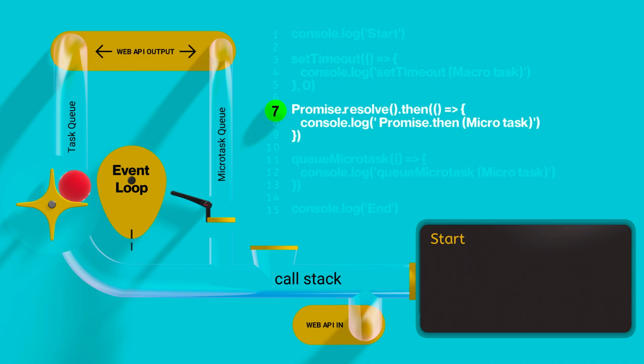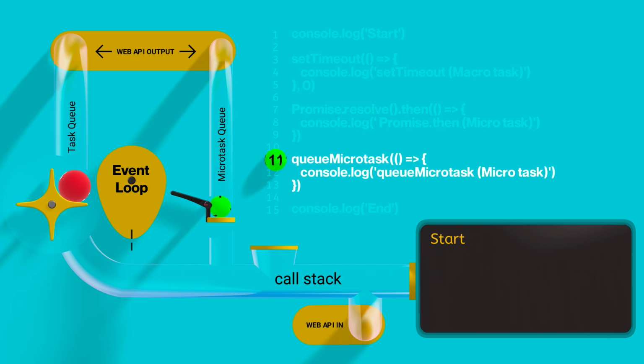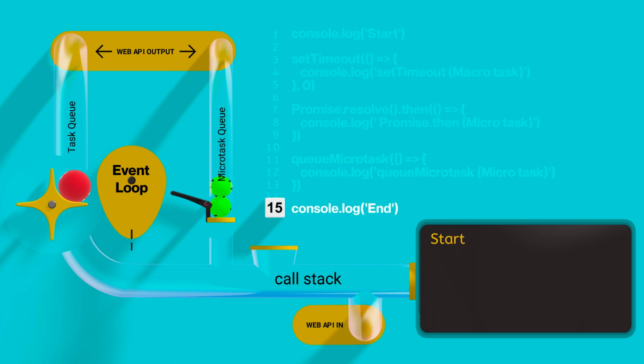Then, two microtasks are created, one via promise.then, another via queue_microtask. After being processed in the web API, both are placed into the microtask queue. Once all asynchronous operations are scheduled, the synchronous code continues executing and we see the message end on the screen. At this point, the call stack is empty, so the event loop takes over.